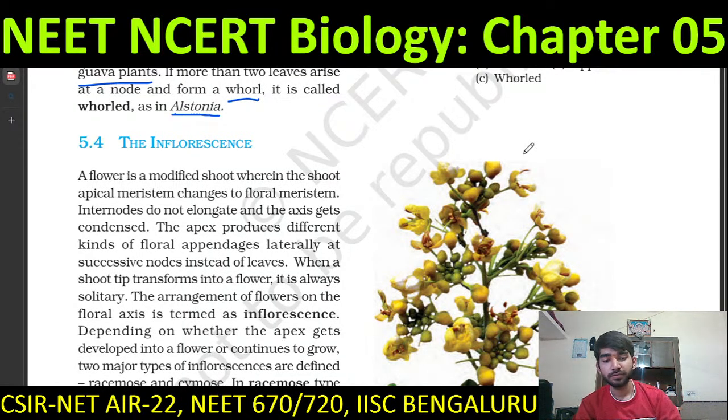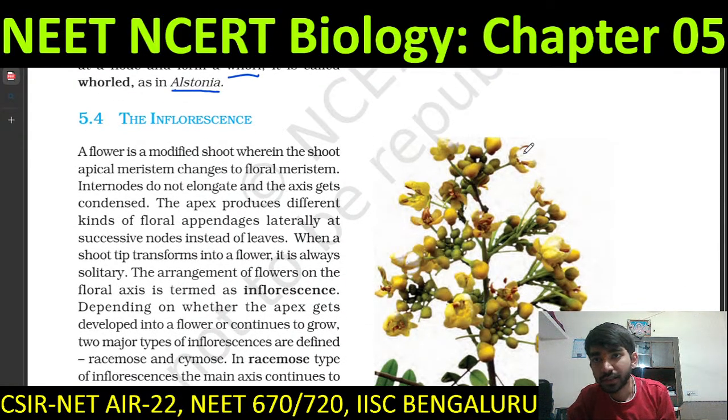Okay, so let's move to the next section, which is the inflorescence. As you all know, inflorescence is basically a collection of different flowers, many small flowers coming together to become more conspicuous for the pollinators. So we'll be studying about that now. The inflorescence.